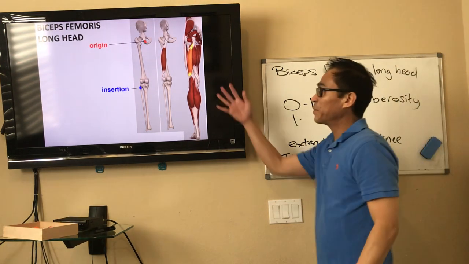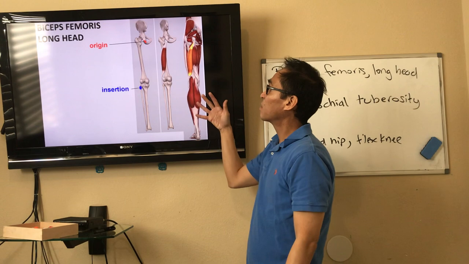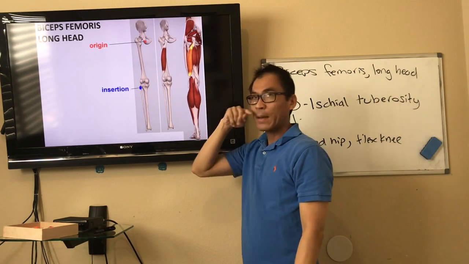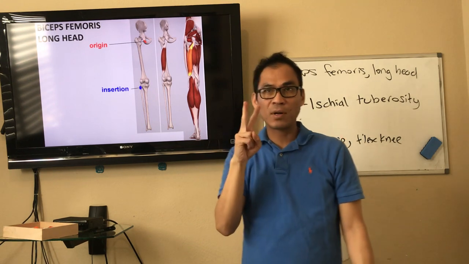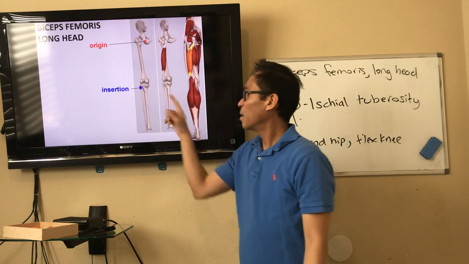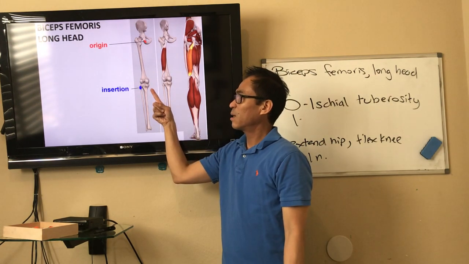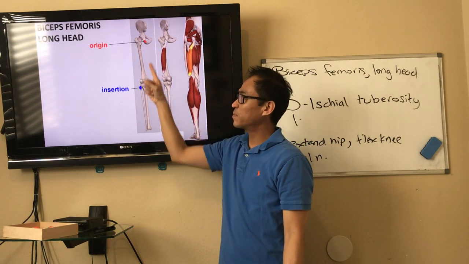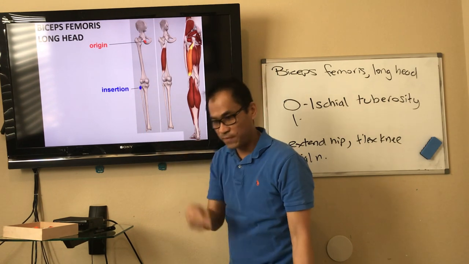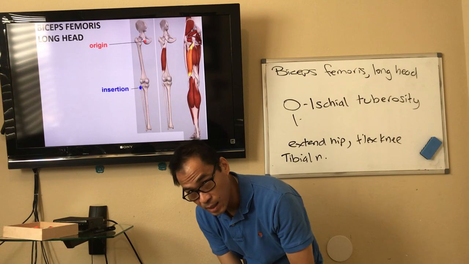Biceps femoris long head, you can see the identification pictures here, isolated with the rest of the muscles. The big thing to remember here is the two, semimembranosus and semitendinosus muscles, they insert medially. The two biceps femoris muscles, they're going to insert laterally on the head of the fibula. That's the difference there. And you can feel those tendons on the back of your knee right there.